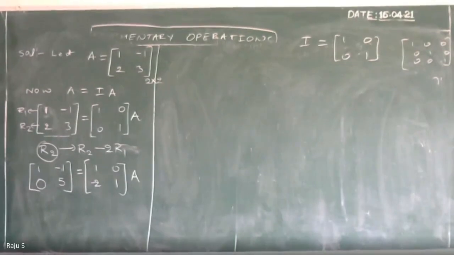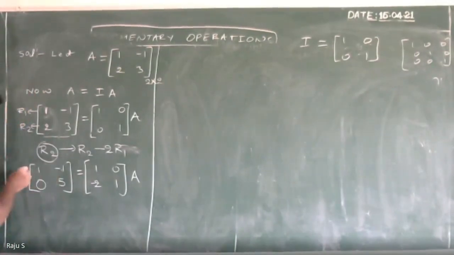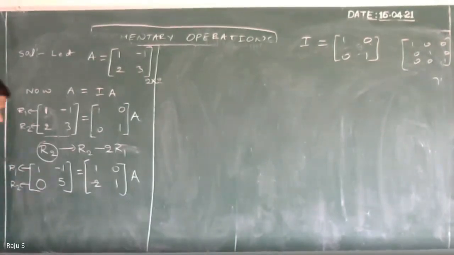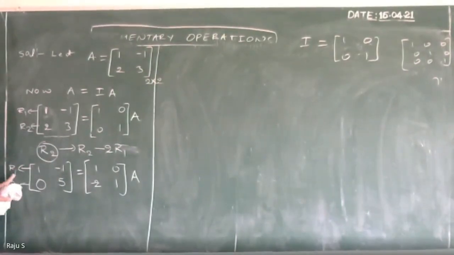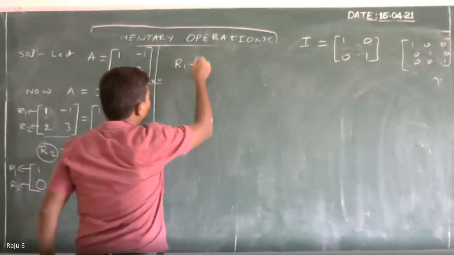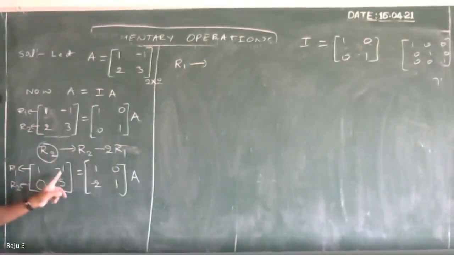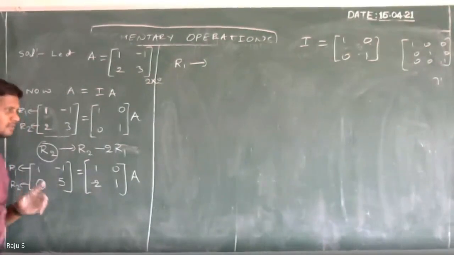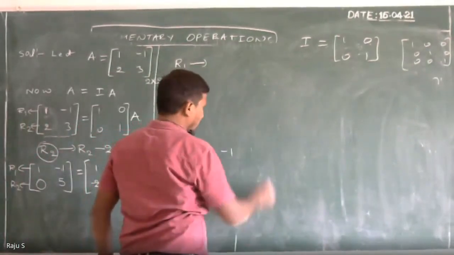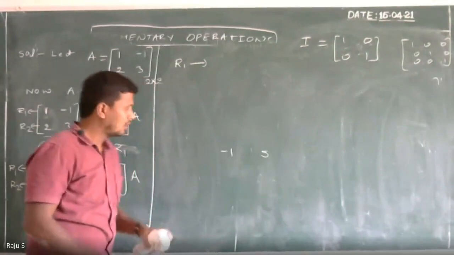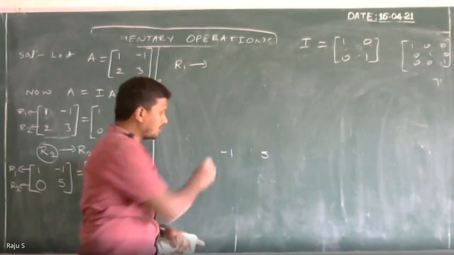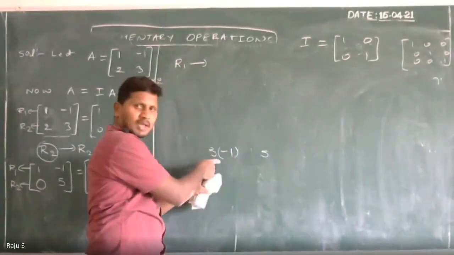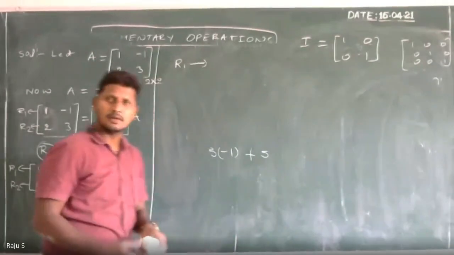What is the operation I need to apply here? First, -1 belongs to which row? R1. Then this is R2. I want to make -1 0. -1 belongs to R1, so you should take R1 tends to. What do I have to do here? To make -1 0, -1 belongs to the first row, 5 belongs to the second row. So to make the value 0, what to do? Shall I multiply here 5? 5 times -1, shall I add this? Is it equal to 0?